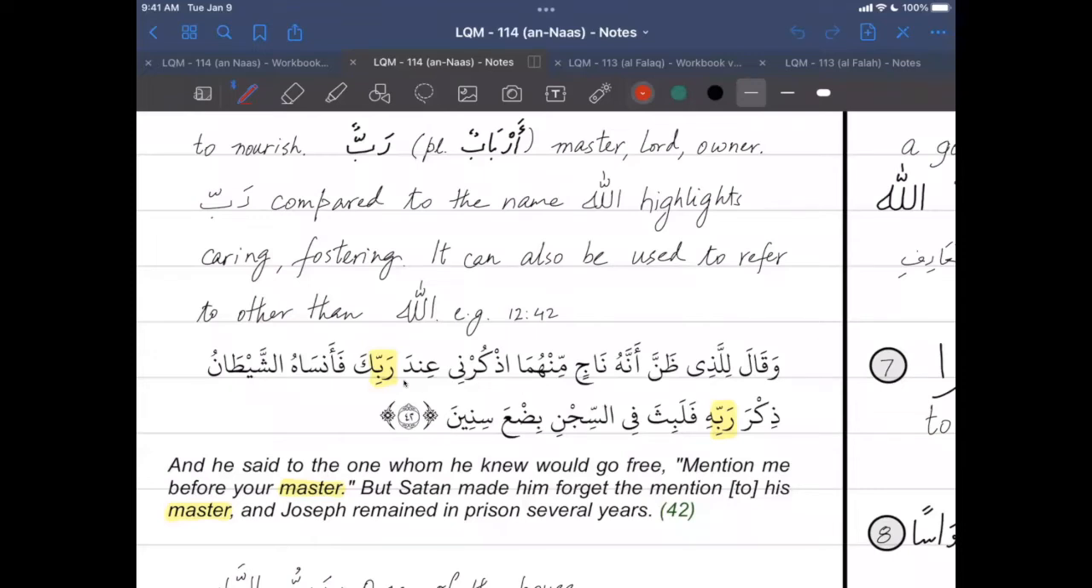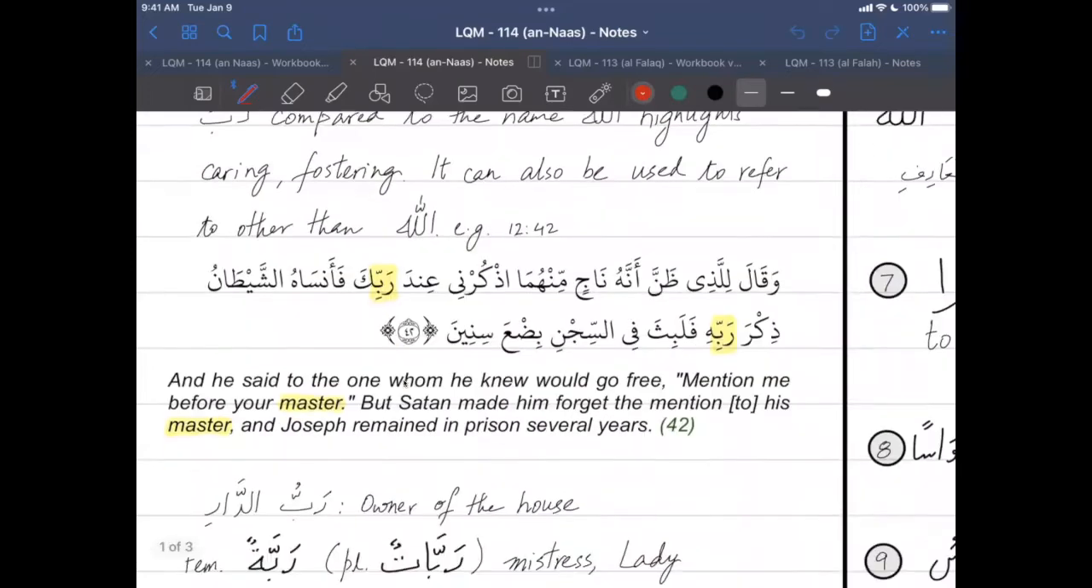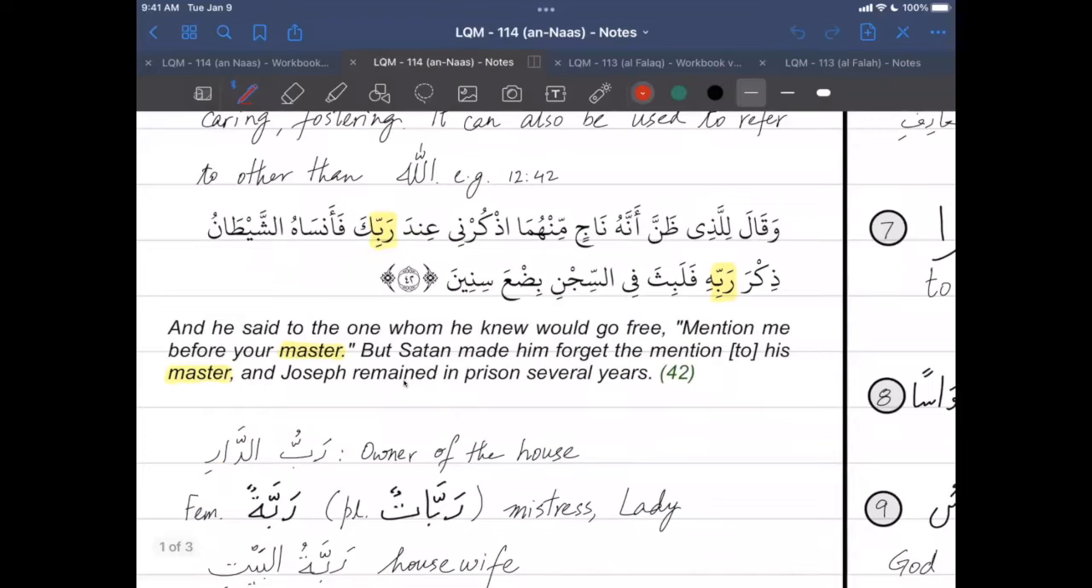وَأَنْسَاهُ الشَّيْطَانُ ذِكْرَ رَبِّهِ. But shaitan made him forget the mention to his master. Again, ذِكْرَ رَبِّهِ. Okay. And he remained in prison for several years. بِضْعَ سِنِينَ. And he remained in the prison for several years. So it can be used for other than Allah as well.